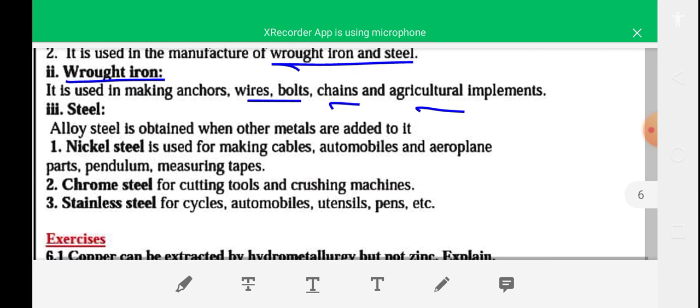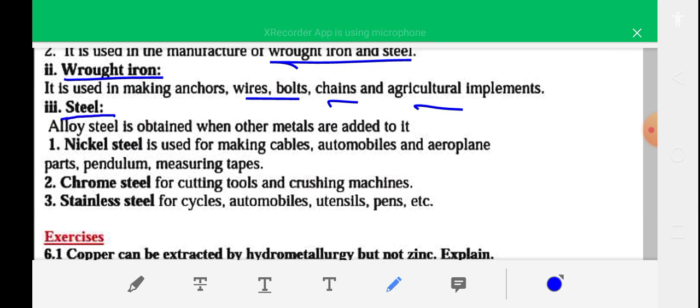Okay, and now see use of steel. Steel is an alloy of iron. Okay, so alloy steel is obtained when other metals are added to iron, like nickel steel. It is used for making cables, automobiles and aeroplane parts, pendulums, measuring tapes, in which nickel is mixed with iron. Chrome steel, in which chromium is mixed with iron, is used for cutting tools and crushing machines. And stainless steel is used for cycles, automobiles, utensils, pens, etc.